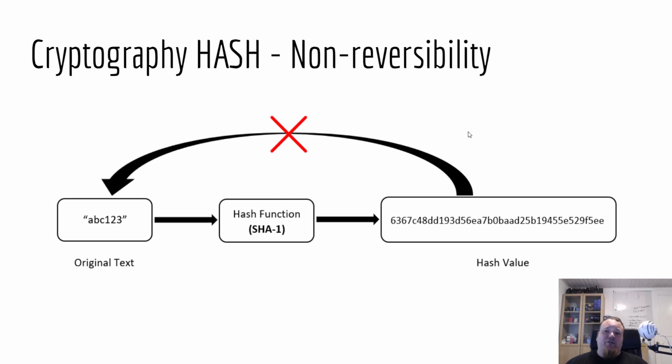Alright, so non-reversibility is kind of just this. If you have a text called ABC123, for example, and you use some sort of hashing algorithm to hash it, let's just assume it's SHA-1 because that is one of them. You get this, and you shouldn't be able to go back, as the image shows, sorry.